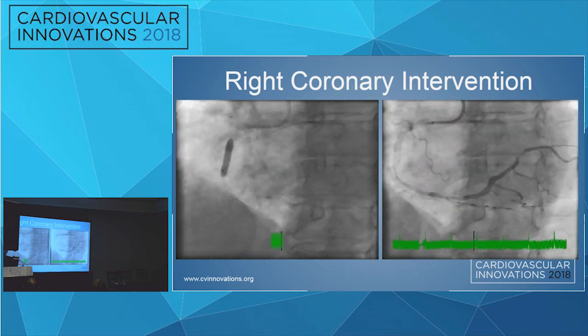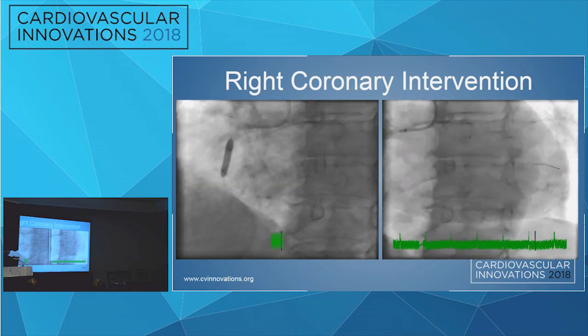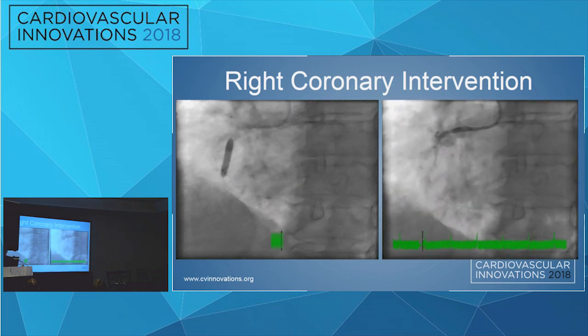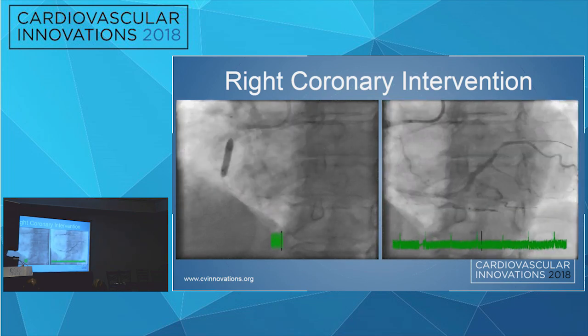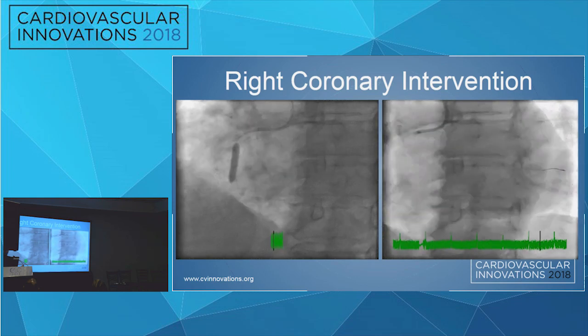So I ballooned it there, and this is on the right-hand side. You see what we have. You see there is a distal stenosis in that posterolateral branch. But of course, just a lot of disease throughout the proximal and distal right coronary.